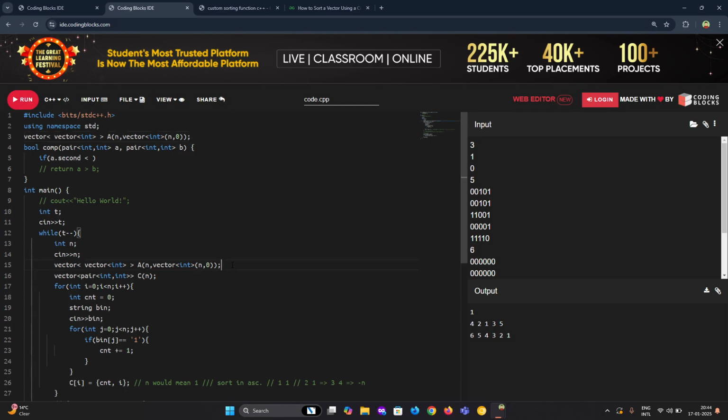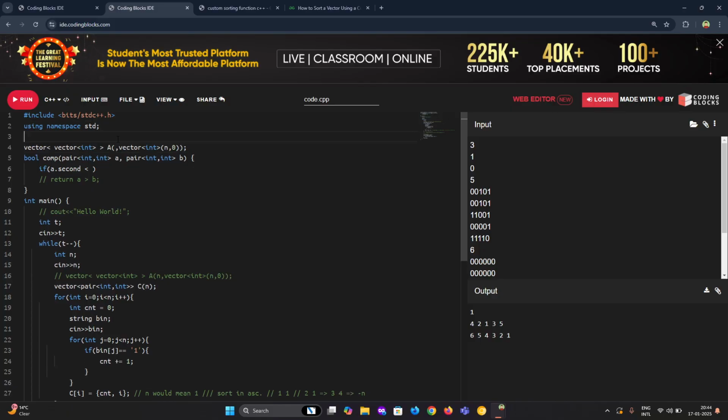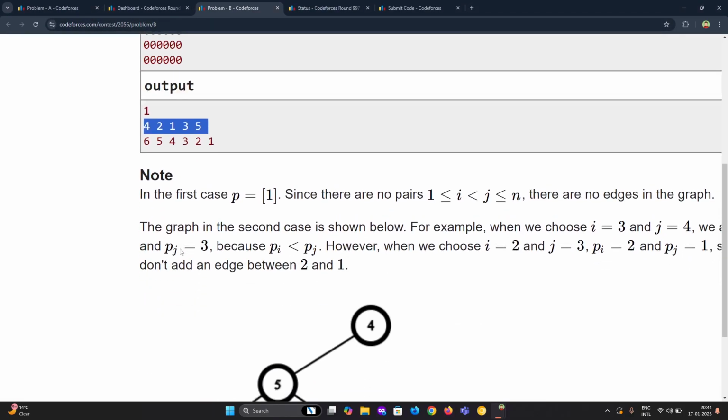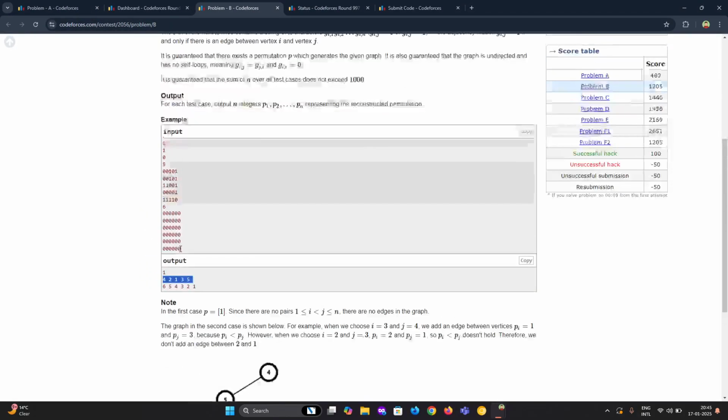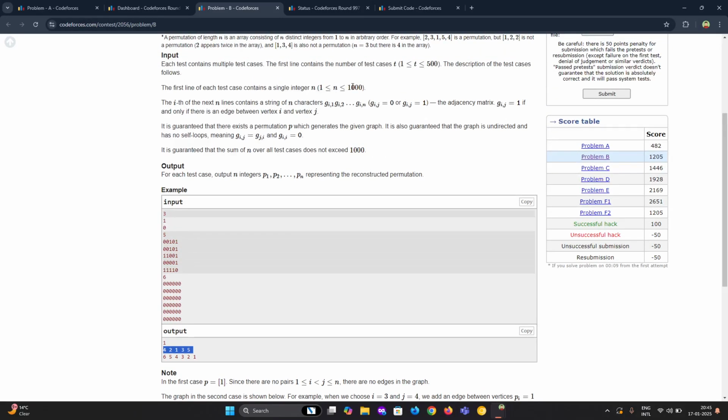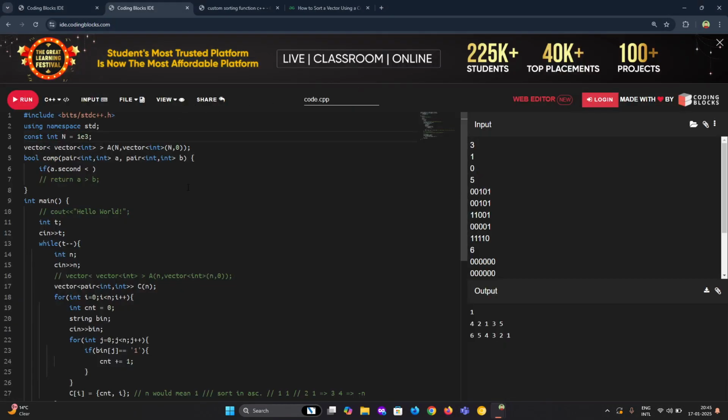Guys, don't do this. I'm doing it, because I don't care. I have no idea how this works. I'm going with this. 1E3 maybe. What's the max n? N can be 1000. Amazing. Okay.